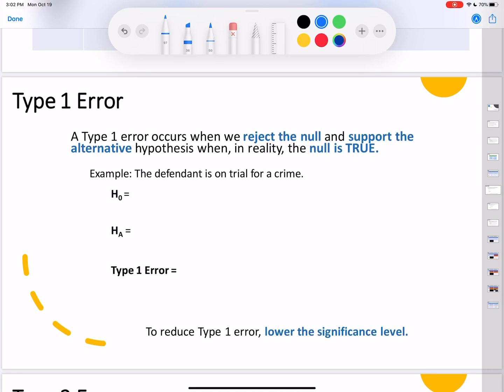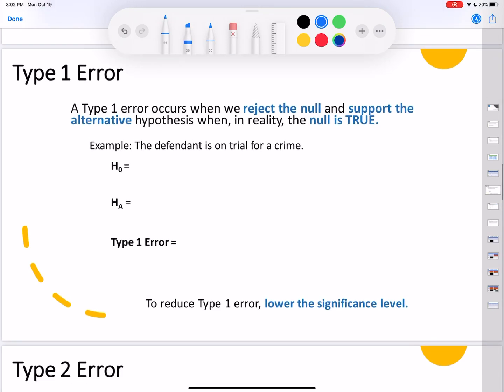A type 1 error occurs when we reject the null and support the alternative hypothesis, when in reality, the null is true. For example, the defendant is on trial for a crime. The null would be the defendant is innocent, and the alternative is the defendant is guilty.